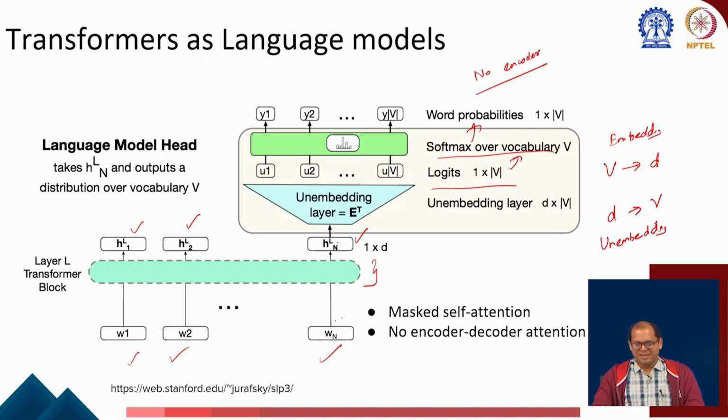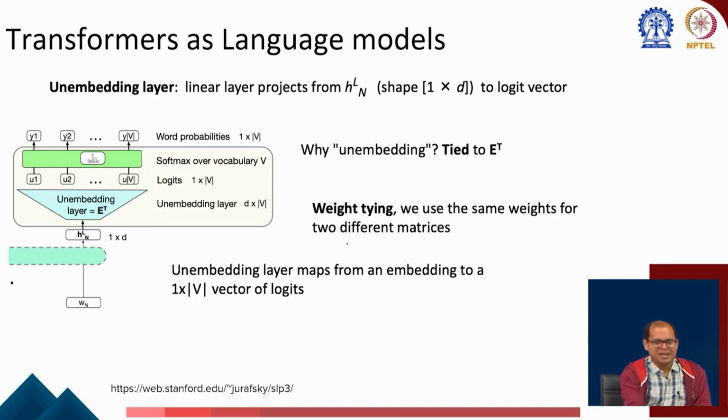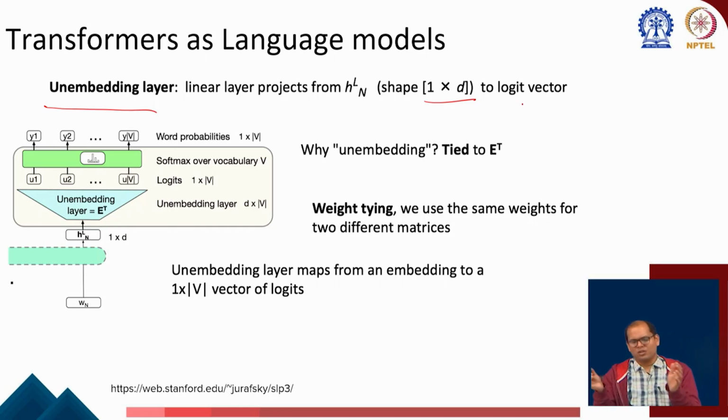One interesting thing that is done is that you can tie the weights. So, you can tie the embedding weights and unembedding weights, okay. You can tie the weights so that they can project from vocabulary to the d dimension at the input time, and they can project back from the d dimension, the latent representation, to the vocabulary space, okay. This is why it is called the unembedding layer, because this linear layer projects from the 1 cross d shape to the logit vector that is 1 cross v shape, right. And this is tied to the embedding, right.